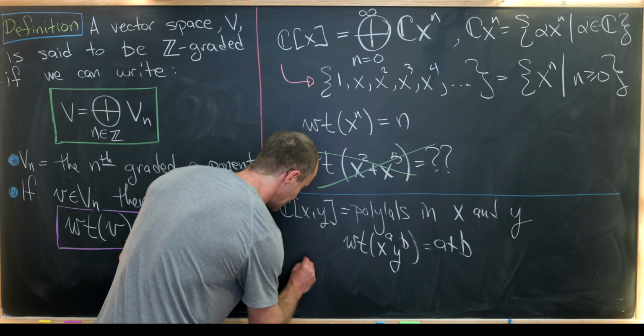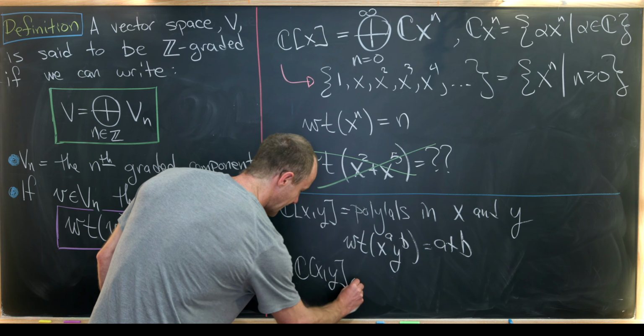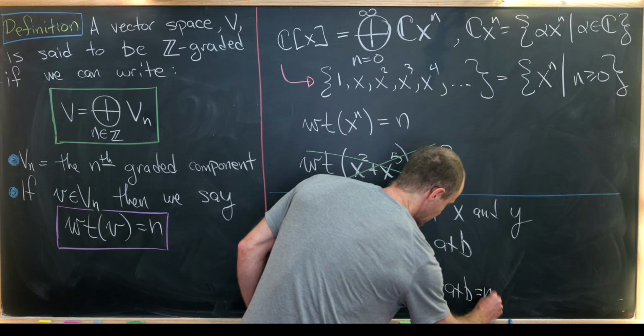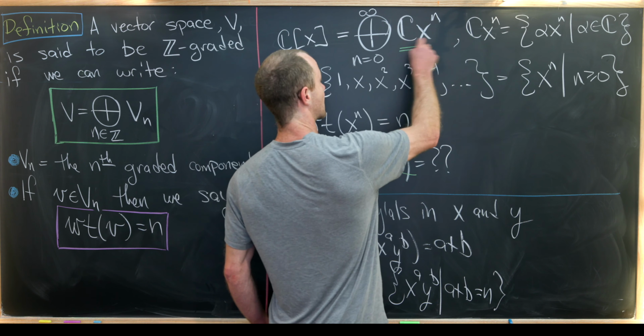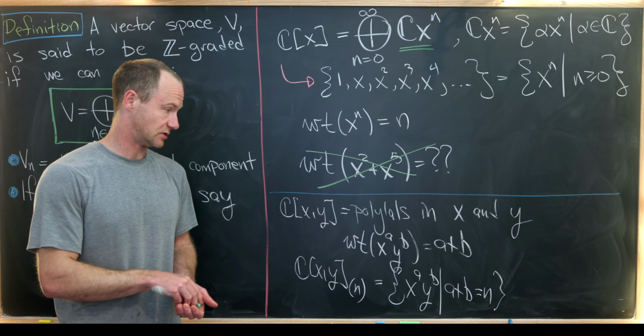And then we could say that the nth graded component here, which I'll denote by C adjoin x, y, maybe underscore n, so that's going to be all x to the a, y to the b, such that a plus b equals n. So now these graded components are larger than one-dimensional, which is different than what we have in our first example. Notice that those are all one-dimensional. So for instance, we have something of the form 3x squared plus 2xy squared, maybe minus 5y cubed.